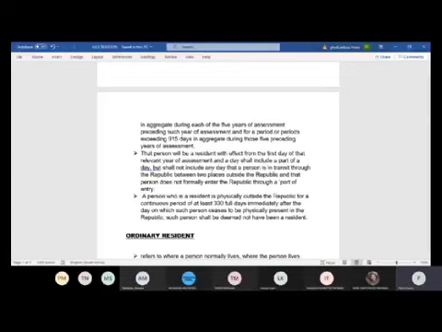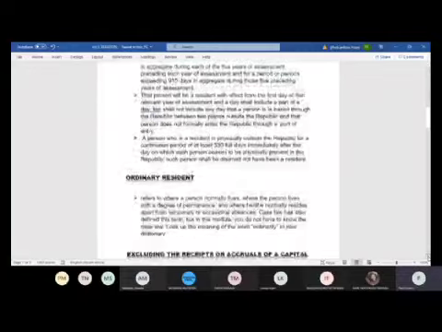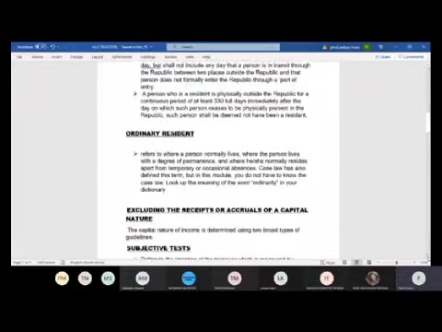Right. So if the person who is a resident is physically outside of the Republic for a continuous period of at least 330 days immediately after the day on which such person ceases to be physically present in the Republic, such person shall be deemed not to have been a resident. I mean, it's 3 days. 3 days is quite a lot, as opposed to 91 days.